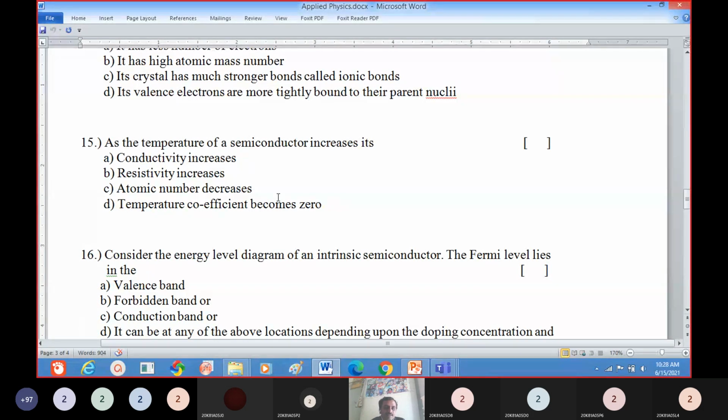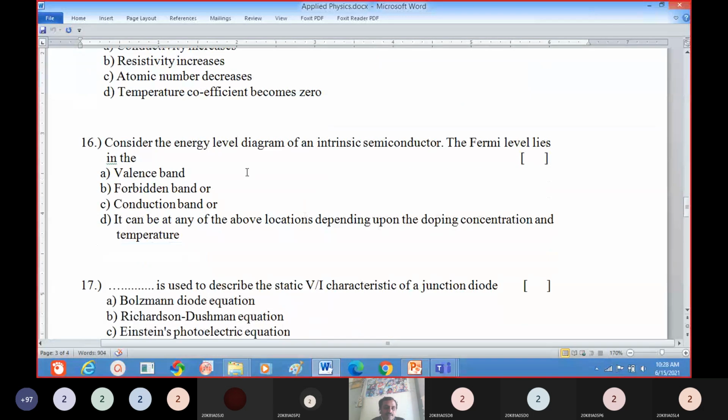Now coming to the 16th one. Consider the energy level diagram of intrinsic semiconductor. The Fermi level lies in the forbidden band. Forbidden band means the gap between the valence band and conduction band. So the answer will be option B.